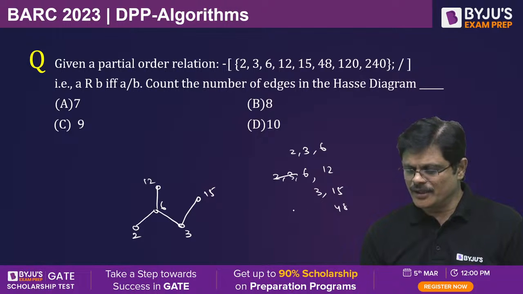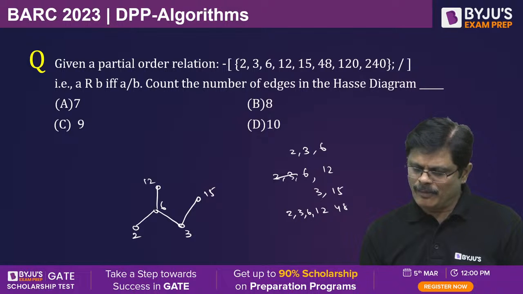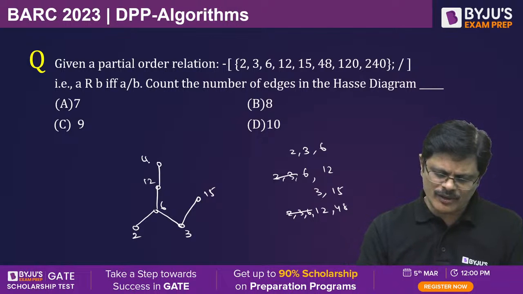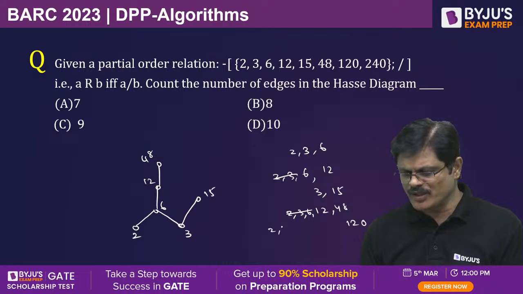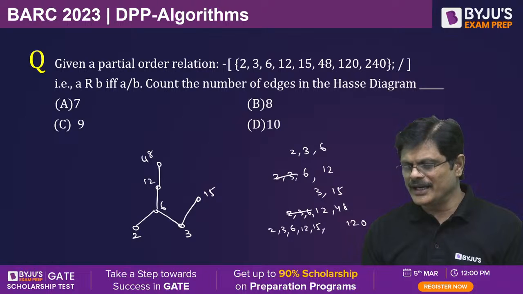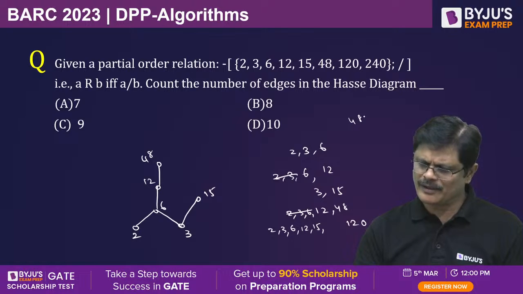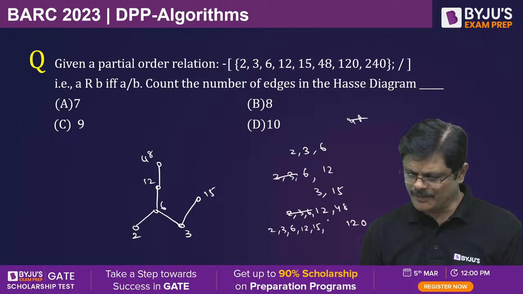Then comes 48. 2 related, 3 related, 6 related, 12 related. But all these are covered by 12. So 48 will cover 12. Next comes 120. Who are related? 2 divides 120, 3 divides 120, 6 divides 120, 12 divides 120, 15 divides 120. 48 does not divide 120. No problem, 48 won't come.